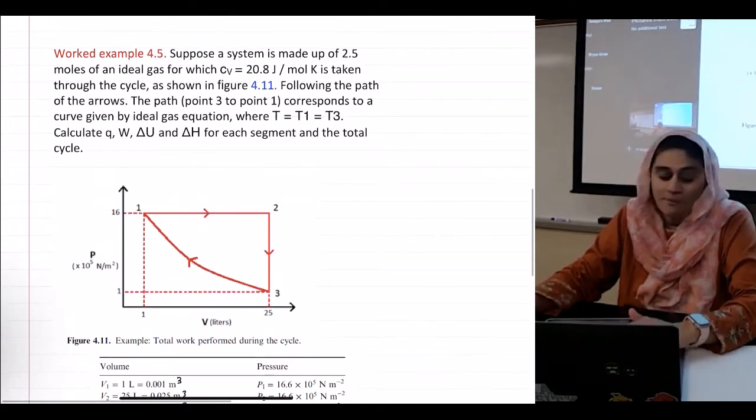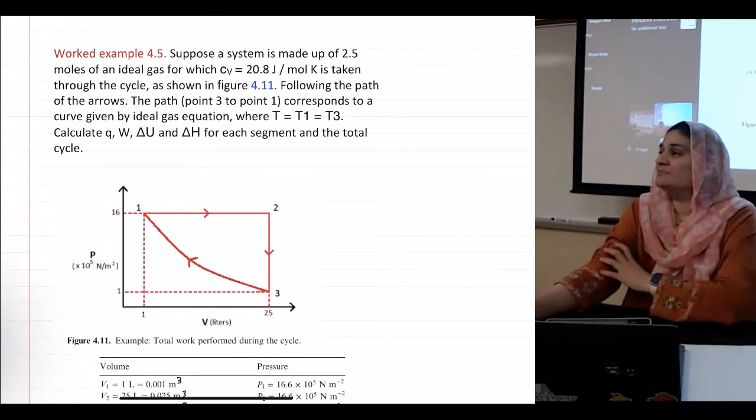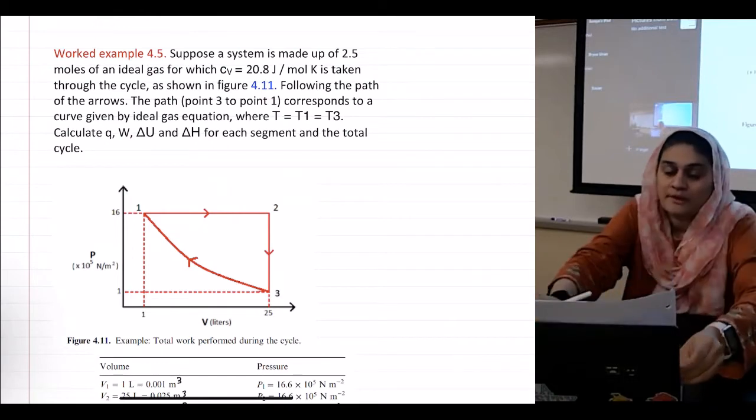Okay, but we are doing this last example. Okay, somebody read.